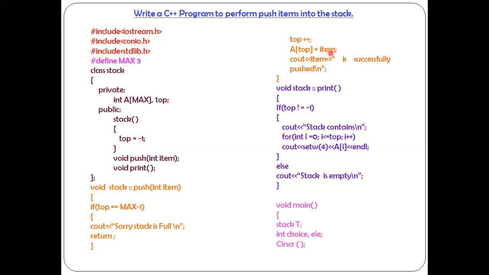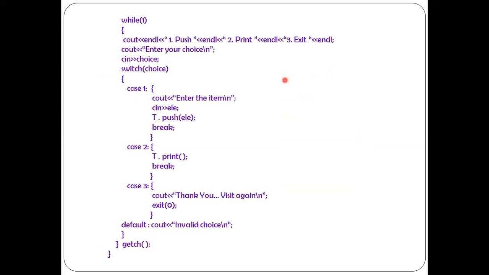See what exactly is stored in A of 0 and A of 1. In A of 0, 10 is stored. In A of 1, 20 is stored. And in A of 2, 30 is stored. The same thing I'm going to display with the help of a cout statement. Cout stream insertion, "30 is successfully pushed\n", closing the double quotation and ending with a semicolon. This flower bracket indicates the end of the push member function. Again, 1 for push, 2 for print, 3 for exit. And this time I'm going to select 2.